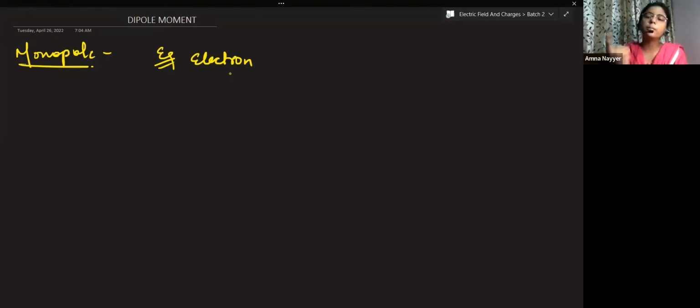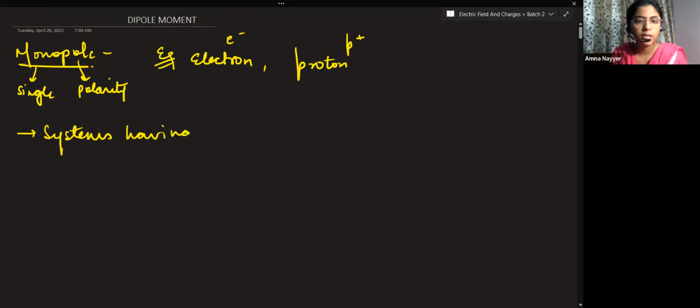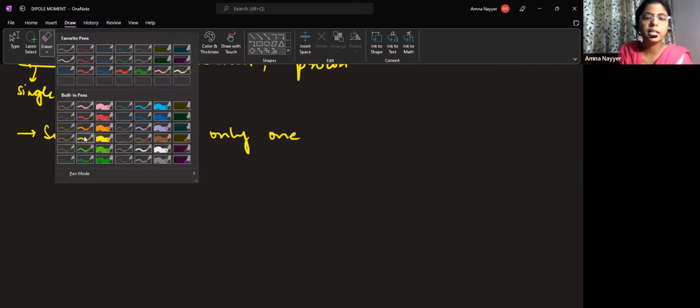Mono means single, pole means polarity. Polarity can be positive, polarity can be negative. Or if I give you the example of a single electron or a single proton, not together, if both of these are kept separately, then proton is only positively charged. No electron is present in a proton. So we say proton is a monopole. So monopole systems are systems having only one type of charge.